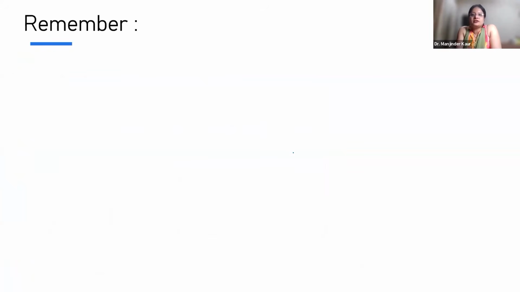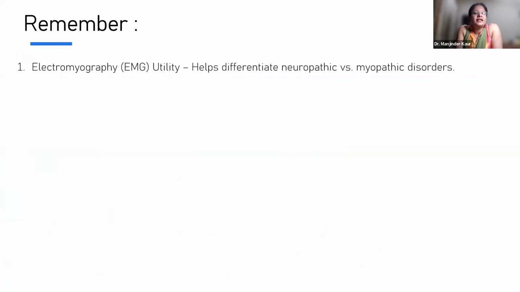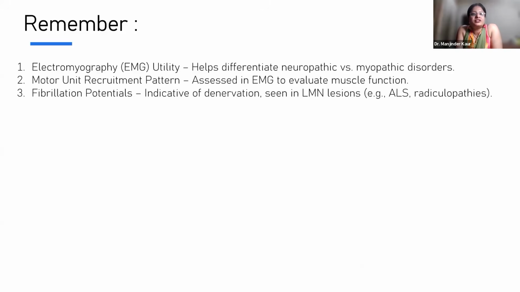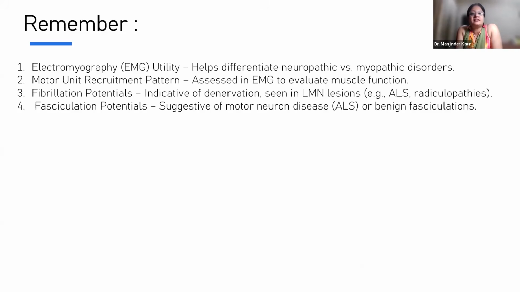Now, the take-home message. You have to remember certain points. These points have been jotted down from your previous year questions. The utility of EMG is to differentiate between the neuropathic and myopathic disorders. And in neuropathic, you will need to substantiate with the electrodiagnostic studies. The motor unit recruitment pattern is assessed in EMG to evaluate the muscle function. The fibrillation potentials are indicative of denervation, especially seen in the LMN lesions, whereas the fasciculation potentials are again in the motor neuron disease.